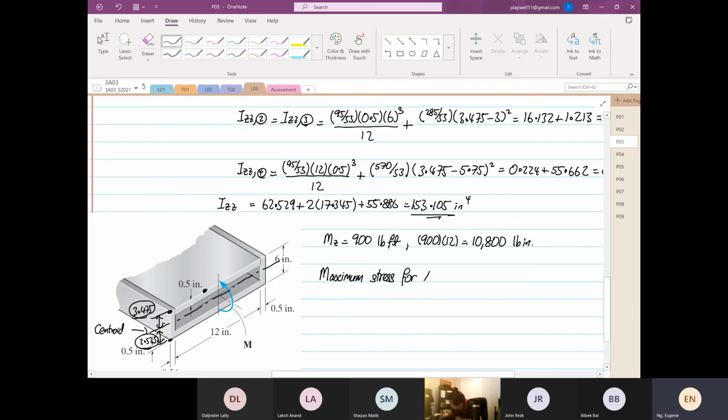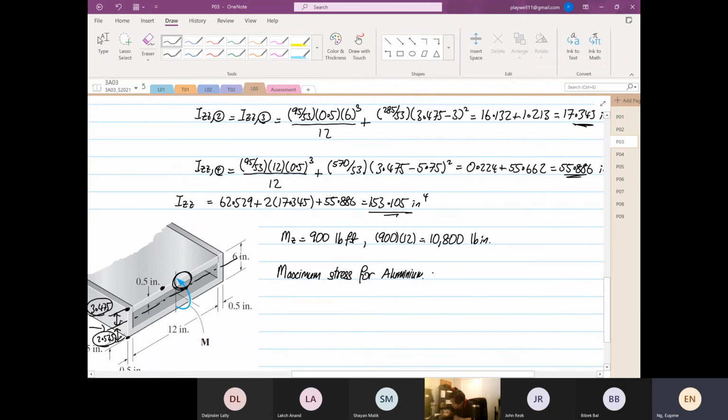for aluminum, and we know that this is the moment vector, right? And it's going to be compression. The head of the moment vector is going to be compression, right? So this is equal to minus 10800 multiplied by 3.475, right? Divide by 153.105. I do apologize. The n value is equal to 1 because our reference material is aluminum, right?